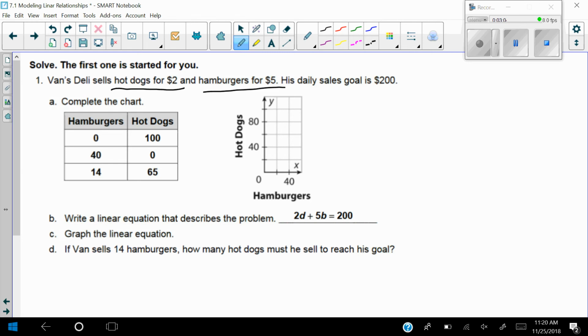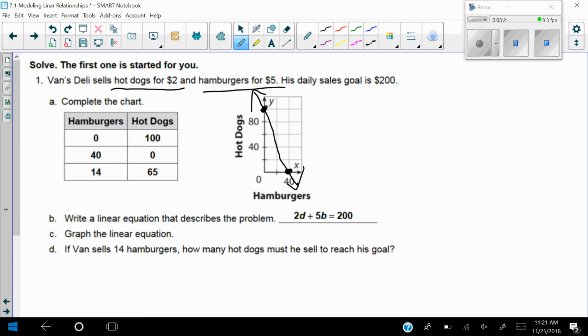So I know it's going to be at 0, 100 here. And then another one here at 40, 0. Then just draw a line there, and that's your graph. All right.